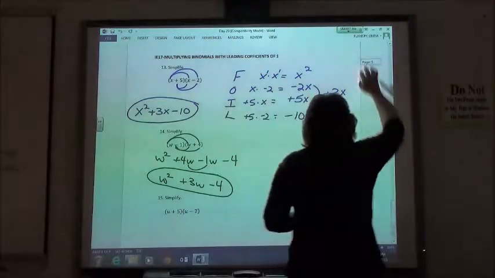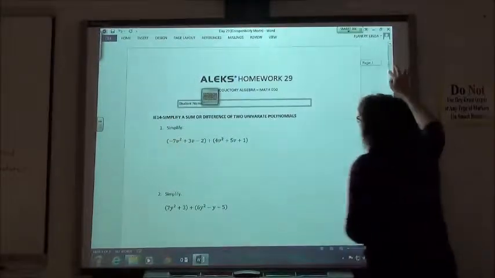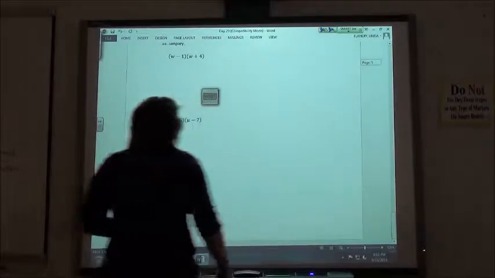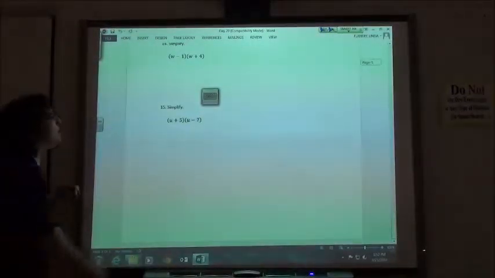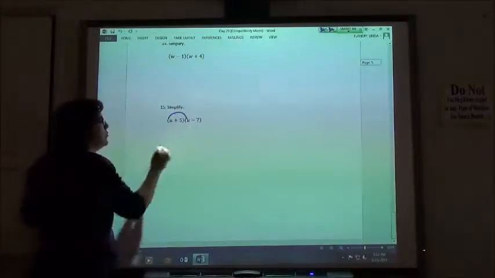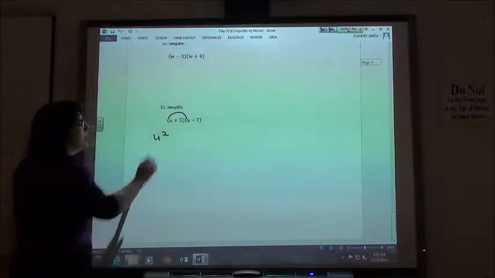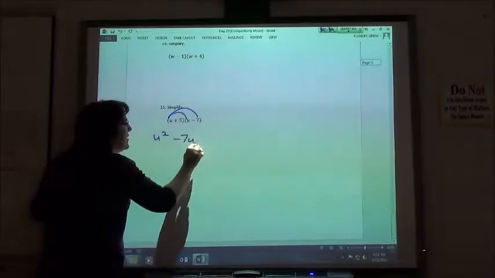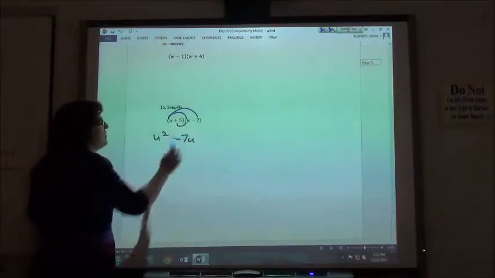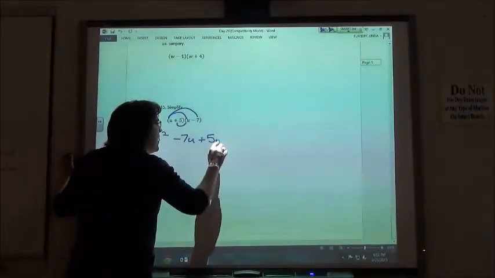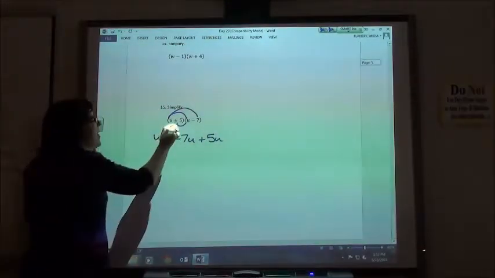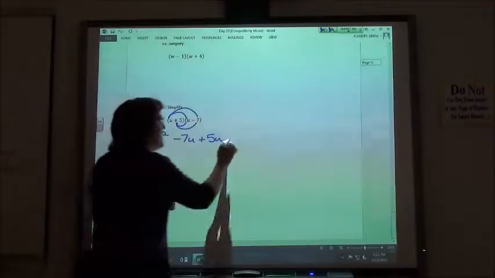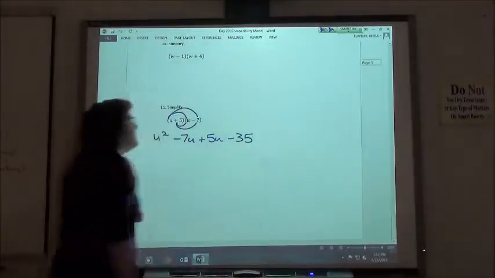And the last one here, number 15. Again, we're multiplying binomials, so I'm going to FOIL it out. U times u, u to the second power. U times negative 7 on the outside, negative 7u. Plus 5 times u on the inside, plus 5u, and a positive 5 times a negative 7. Positive times a negative is a negative, and 5 times 7 is 35.